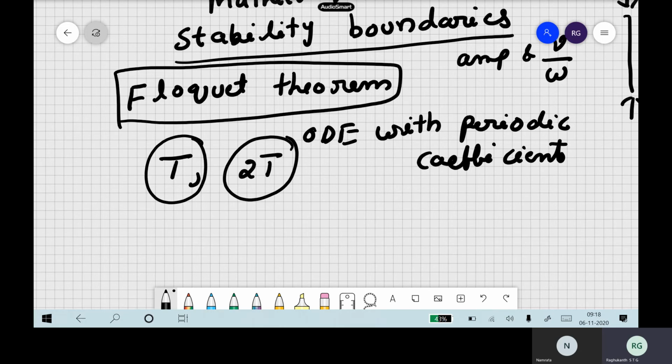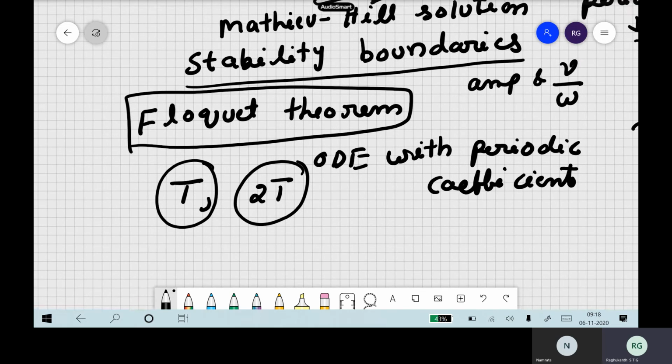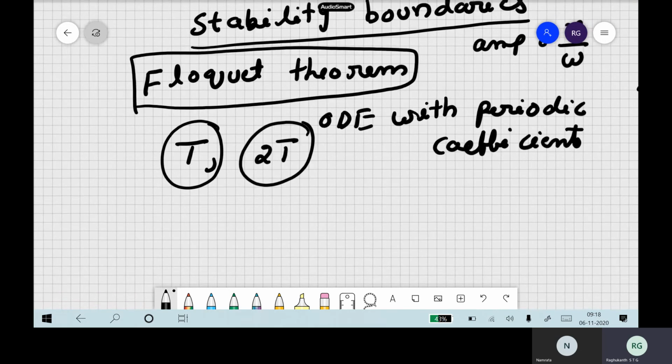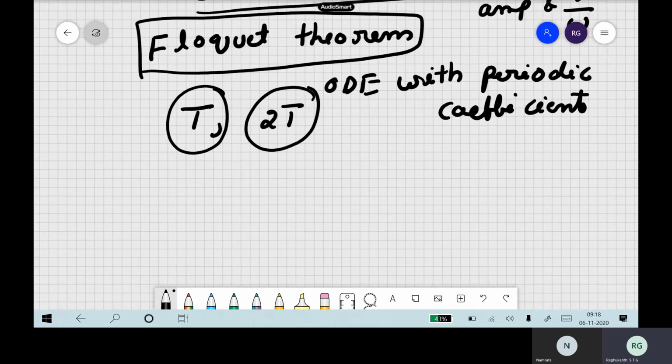And this capital T and 2T also come from the stability boundaries. When rho 1 rho 2 is the same as 1, then you will get a periodicity T; when rho 1 rho 2 is minus 1, then you will get a periodicity of 2T itself. All this theory comes from Floquet's theorem. He says it has two distinct solutions: one with respect to periodicity T, another one with respect to periodicity 2T. That is how he derived this theory.